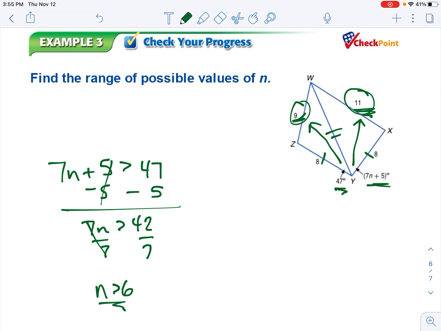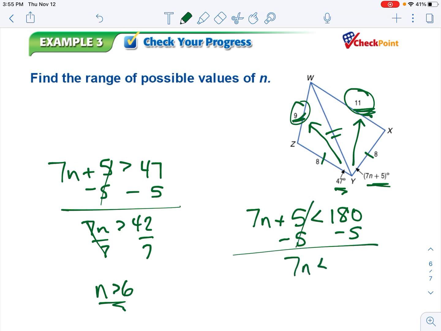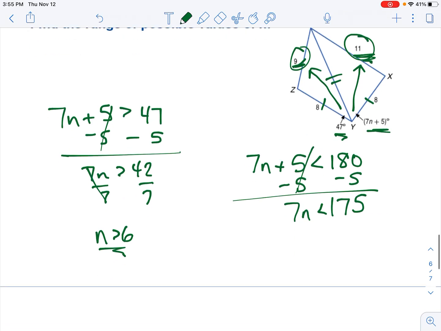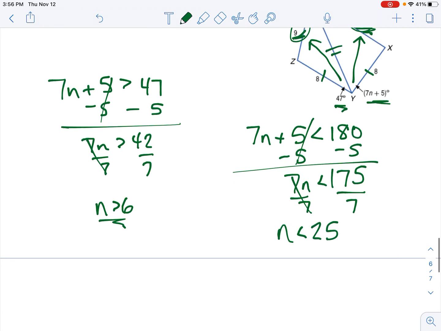Okay, but we're not done. We need to find our other restriction. So far we did our angle greater than a number. Now we need to do our angle less than a number. So we know all angles must be greater than 0 and less than 180. So we can solve for our second bound in our range like so. So n must be less than 25.